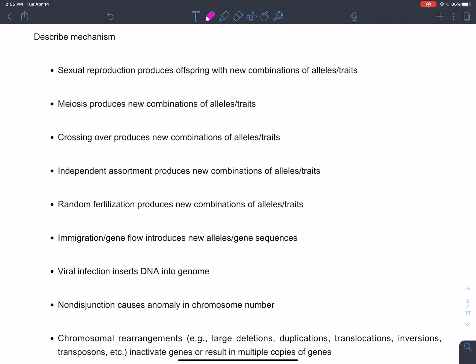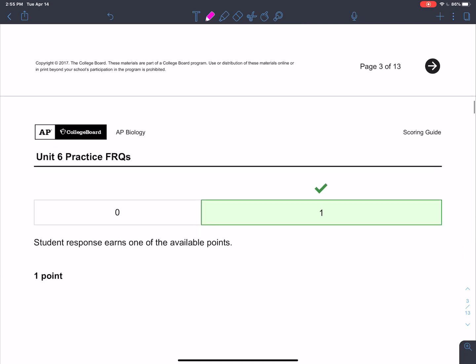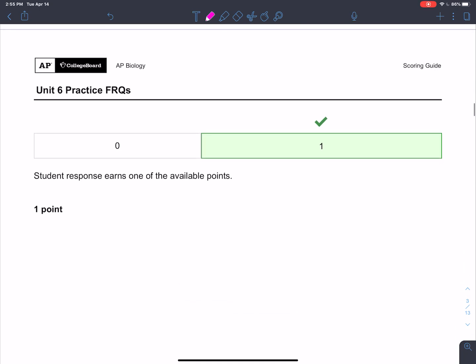Now, please don't just say sexual reproduction, because what is it about sexual reproduction? Is it crossing over in the production of gametes? Is it the random assortment, random fertilization? You have to be specific. You can't just say sexual reproduction. All right, so that was 1 point.